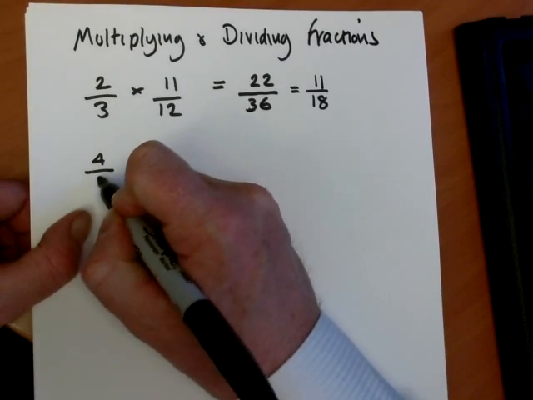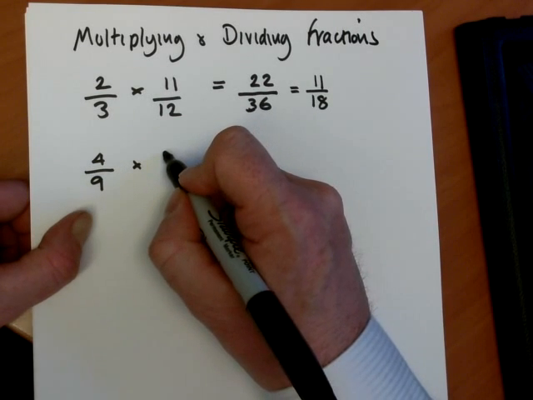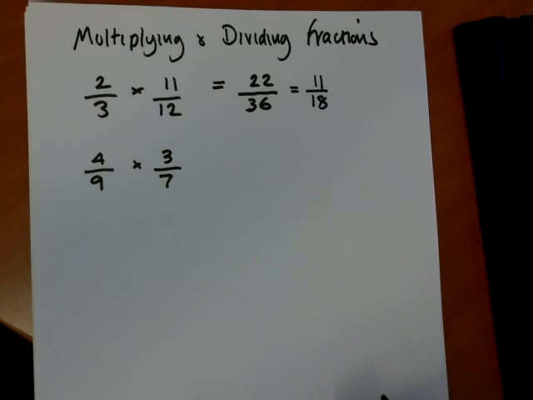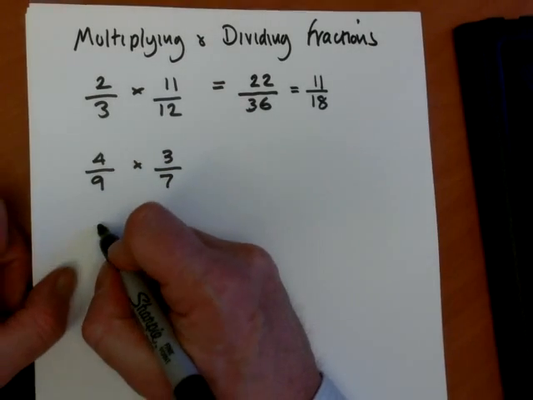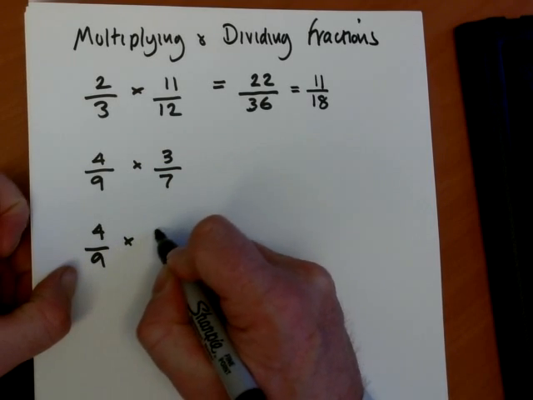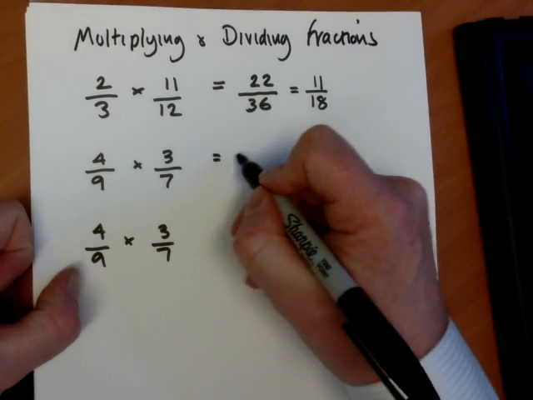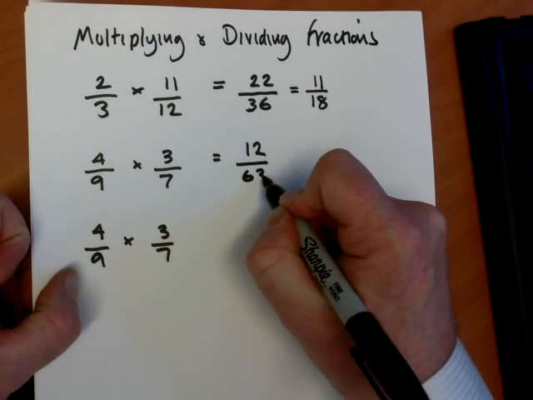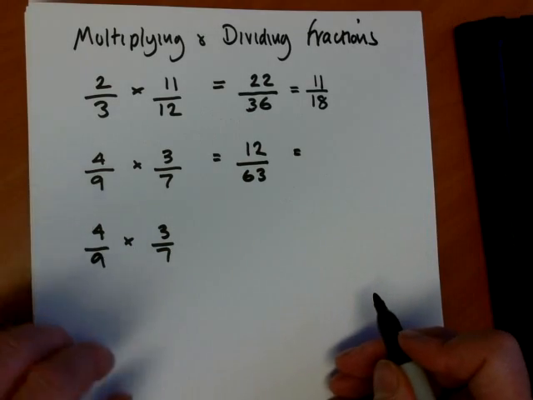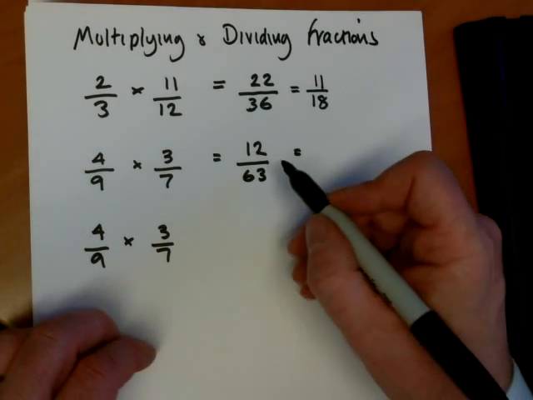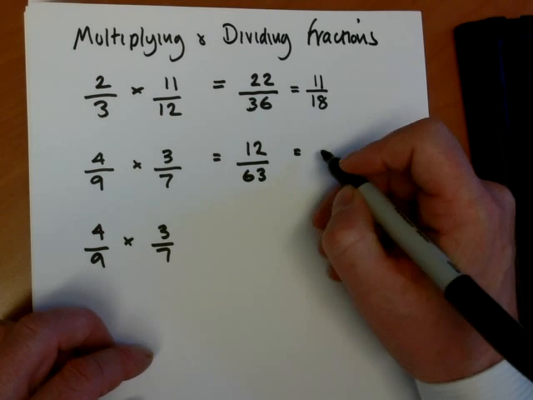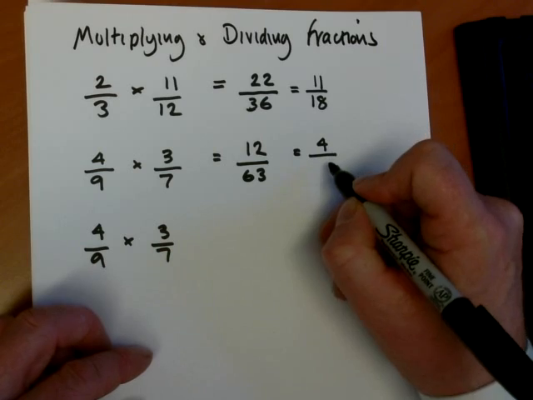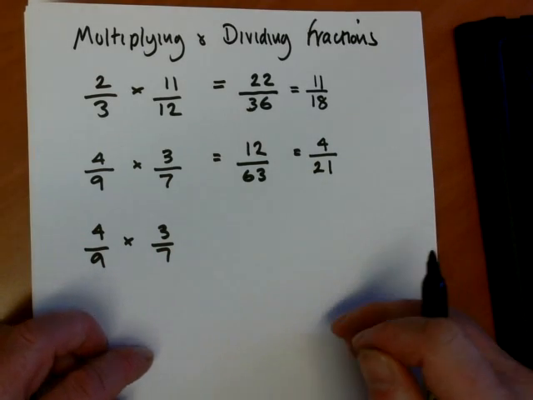Let's do another one. Let's do 4/9 times 3/7. Now, in this particular case, there are two ways we can do this, and I'll show you both of them. We could do exactly what we did before and multiply the top to get 12, and 9 times 7 to get 63. If we want to cancel down, we might recognise that the number 3 goes into both 12 and 63, but you might not spot that. So 3 into 12 goes 4 times, and 3 into 63 goes 21 times.